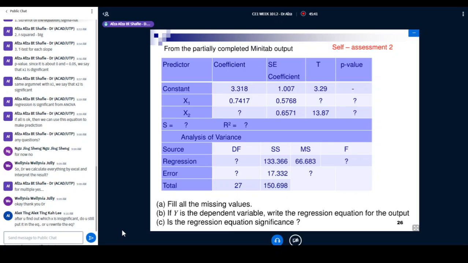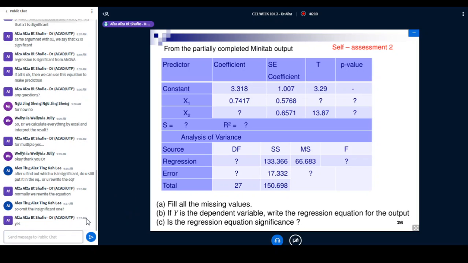Do you still put in the question or you rewrite? Normally we rewrite the equation. Yes, normally that's what we do, because you may want to put in other variables.